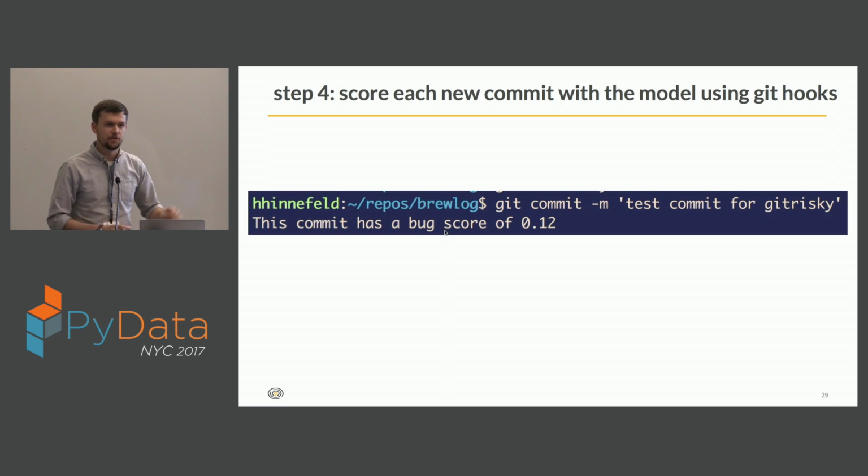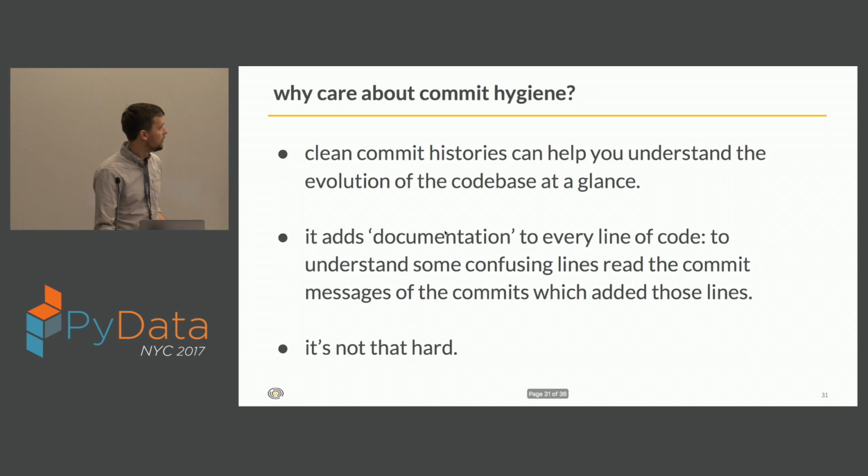That concludes the modeling portion, but before I wrap up and open up for questions, I want to quickly run through a couple things you can do on your own to improve your commit hygiene, not just because you might want to do this kind of modeling exercise, but because it's useful in general. I say it's useful in general. Why is that the case?